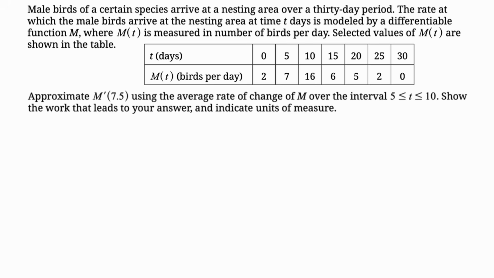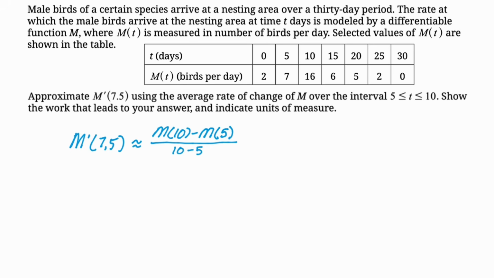Approximate m prime of 7.5 using the average rate of change of m over the interval from 5 to 10. Show the work that leads to your answer. Indicate units of measure. Okay, so this one is pretty straightforward. We're going to approximate m prime of 7.5, so an approximately equal to sign. And then they told us what to do. So we're just going to do m of 10 minus m of 5 over 10 minus 5.